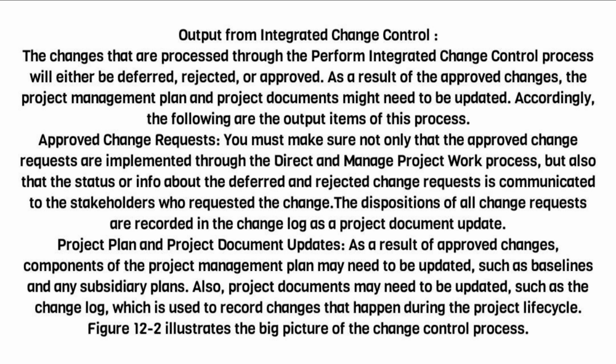Output from integrated change control. The changes that are processed through the Perform integrated change control process will either be deferred, rejected, or approved. As a result of the approved changes, the project management plan and project documents might need to be updated. Accordingly, the following are the output items of this process.